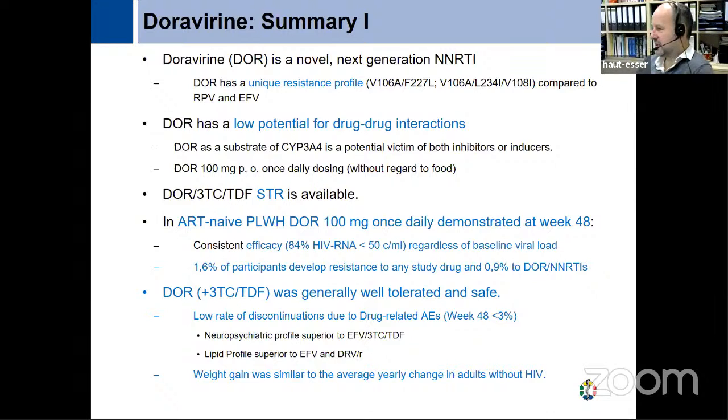In all studies, it is very well tolerated and safe. There's a low rate of discontinuations due to drug-related adverse events. Of course, it has a better neuropsychiatric profile than efavirenz, but I think it also has a neuropsychiatric profile superior to the second generation integrase inhibitors. It has a better lipid profile compared with efavirenz and protease inhibitors, and the weight gain seemed to be similar to the average yearly change in adults without HIV.